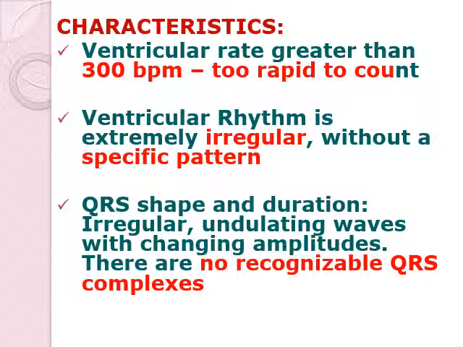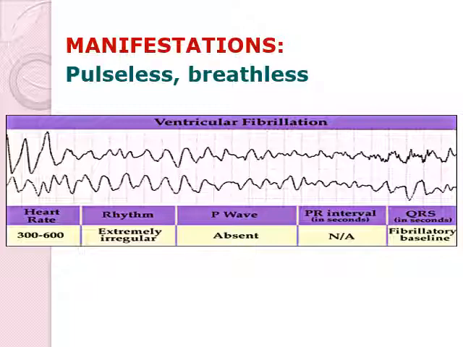Okay, characteristics. Characteristic to this dysrhythmia is that the heart rate or the ventricular rate is at 300 beats per minute. If you would notice, this is the fastest among the ventricular rates compared to your PVC and then your VTAC. It's irregular. It has no specific pattern. And even the QRS complex could not be easily recognized. We do not know if the waves we're seeing are P waves, QRS complex, or T waves. We just see waves. Okay, manifestations, the patient will be pulseless and breathless. This is an arrest rhythm.